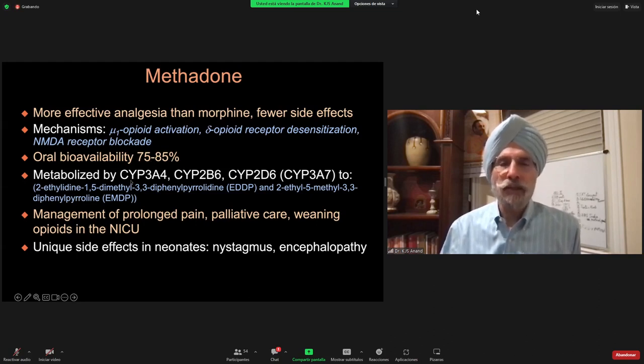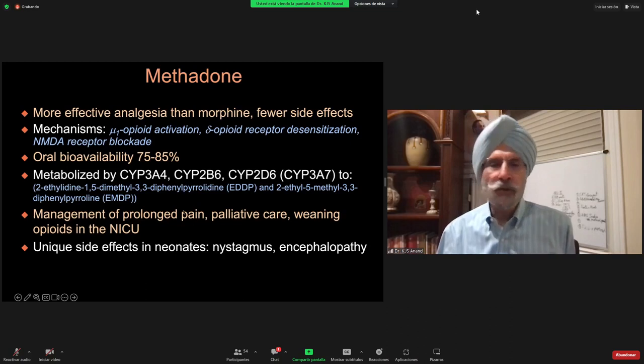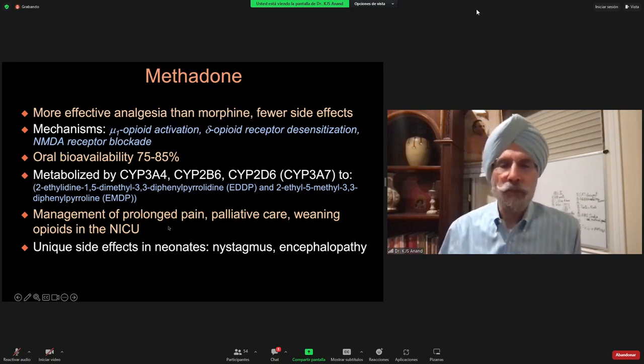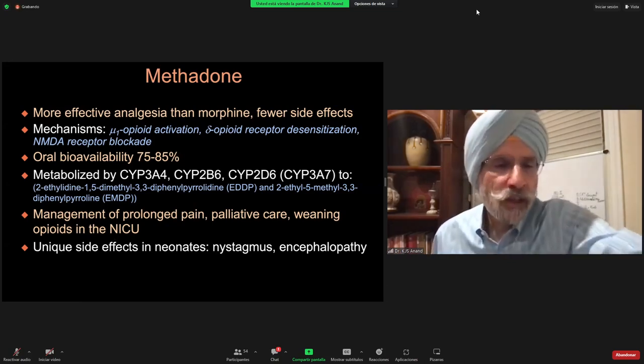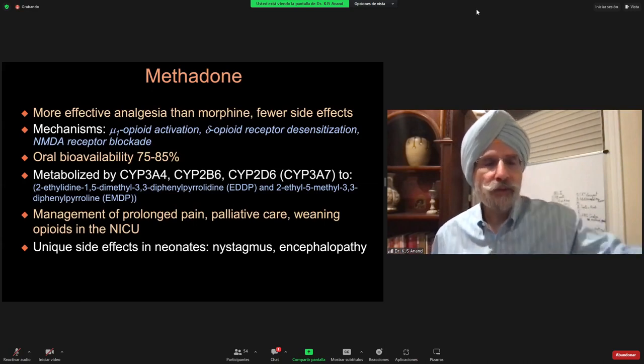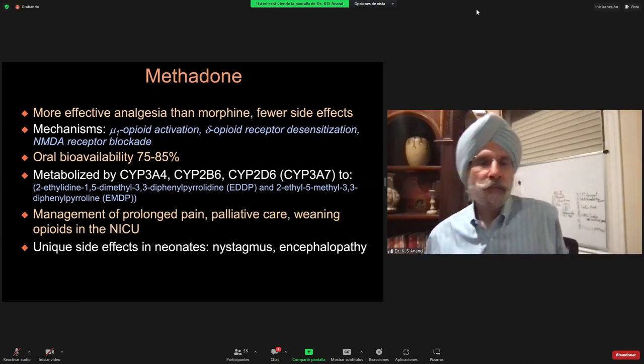It's metabolized in the liver mainly by cytochrome P450. The common use is in the setting of prolonged pain or in palliative care, or when you're trying to get off of a fentanyl or morphine infusion. That's where methadone is very useful. We'll talk a little more about it.